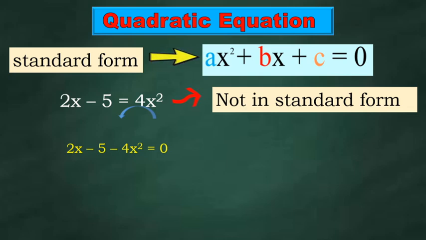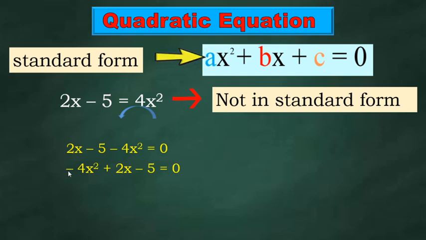First, you are going to transpose 4x squared to the other side. Since it is positive 4x squared, it becomes negative 4x squared. Then equal to 0. Then the answer is 2x minus 5 minus 4x squared equals 0. But it is not yet written in standard form, or it must be written in decreasing order. So we have to arrange it in decreasing order. So the correct answer is negative 4x squared plus 2x minus 5 equals 0.